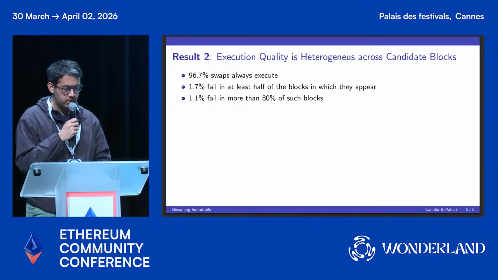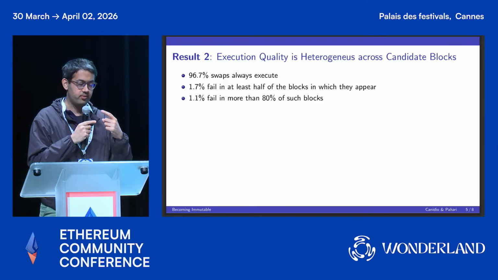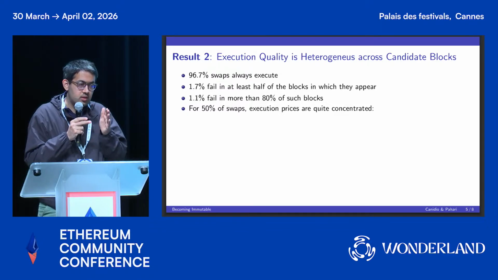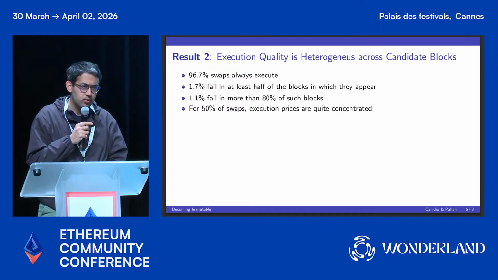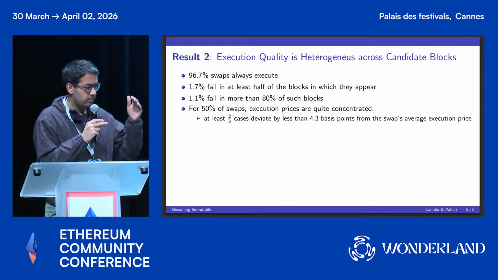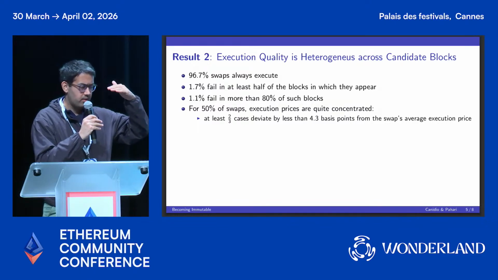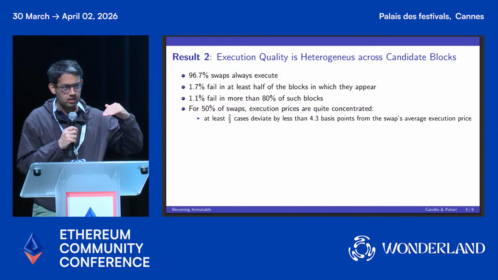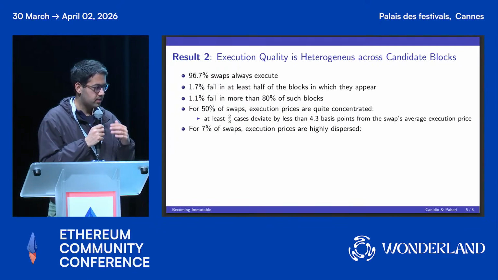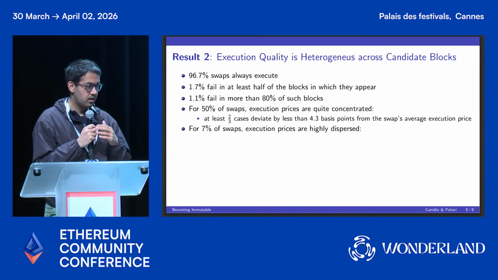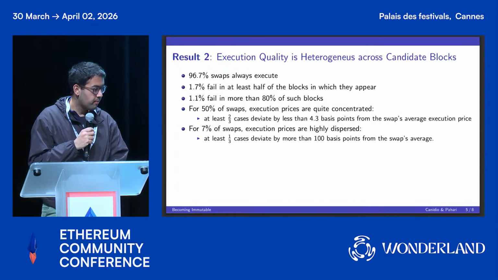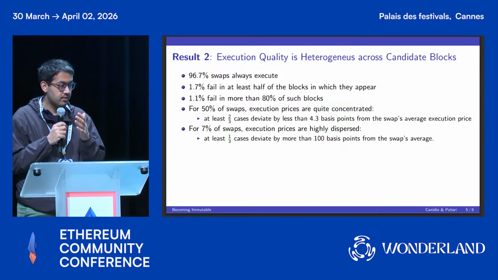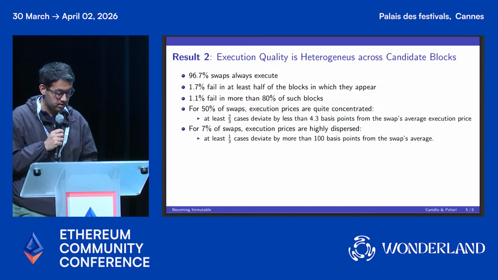Now, if we look at the quality of the prices that they get, for 50% of them, the execution prices are fairly concentrated. In 2/3 of the cases, the prices deviate by 4.3 basis points from the swap's average. But we do see a long tail here of 7% of transactions where the execution prices are very dispersed. For 1/3 of the cases, they differ by more than 100 basis points from the swap's average.